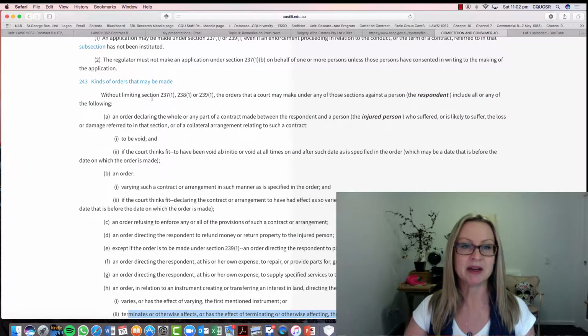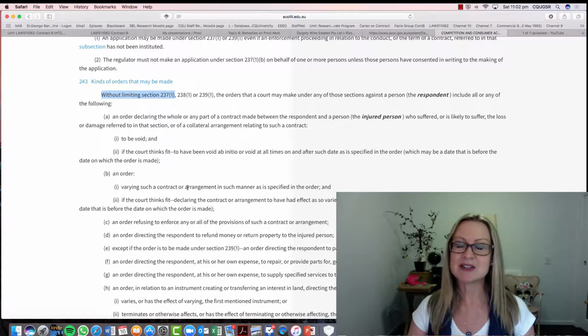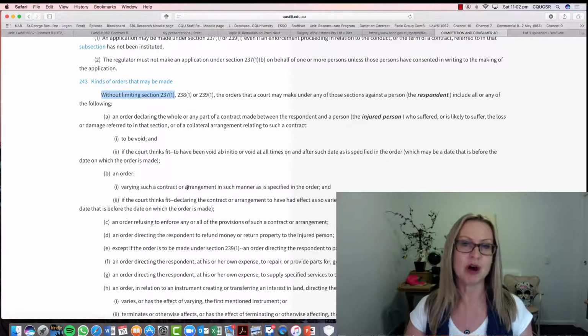So a nice little grab bag of examples there of the kinds of orders that can be made under Section 237. Now remember, it's without limitation to Section 237, which is extraordinarily broad and really does allow the court to tailor the kinds of remedies that might be required, quite particularly to the circumstances of a case. It's not limited by these examples at all. So that's the rather interesting orders that can be made under Section 237.